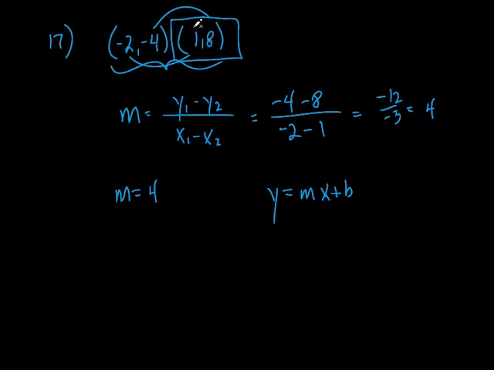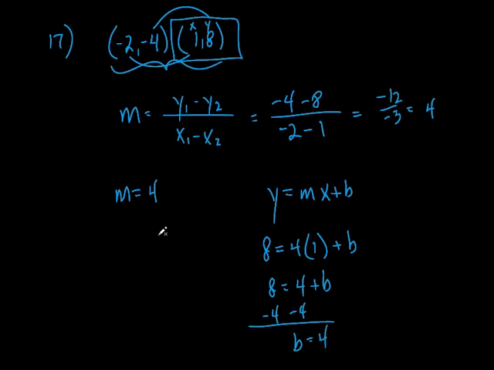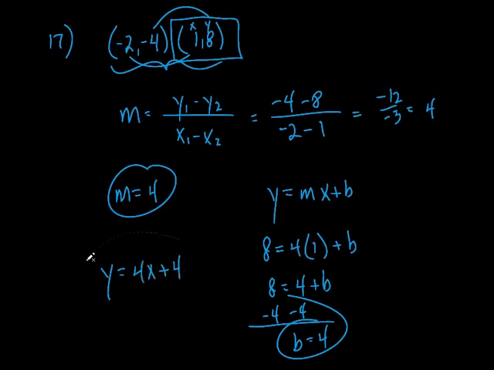So what is the 1? Where do we put the 1 in? For the x. And where do we put the 8? In for the y. Let's plug the stuff in. So it's 8 equals m. What was our m? 4, because we just found it, times x. What's the x? 1 plus b. 8 equals 4 plus b. Subtract 4 from both sides. You're getting the hang of it now, aren't you? So it's b equals 4. Put it all together. There's my slope. There's my y-intercept. y equals 4x plus 4. Make sense? It's easy stuff.